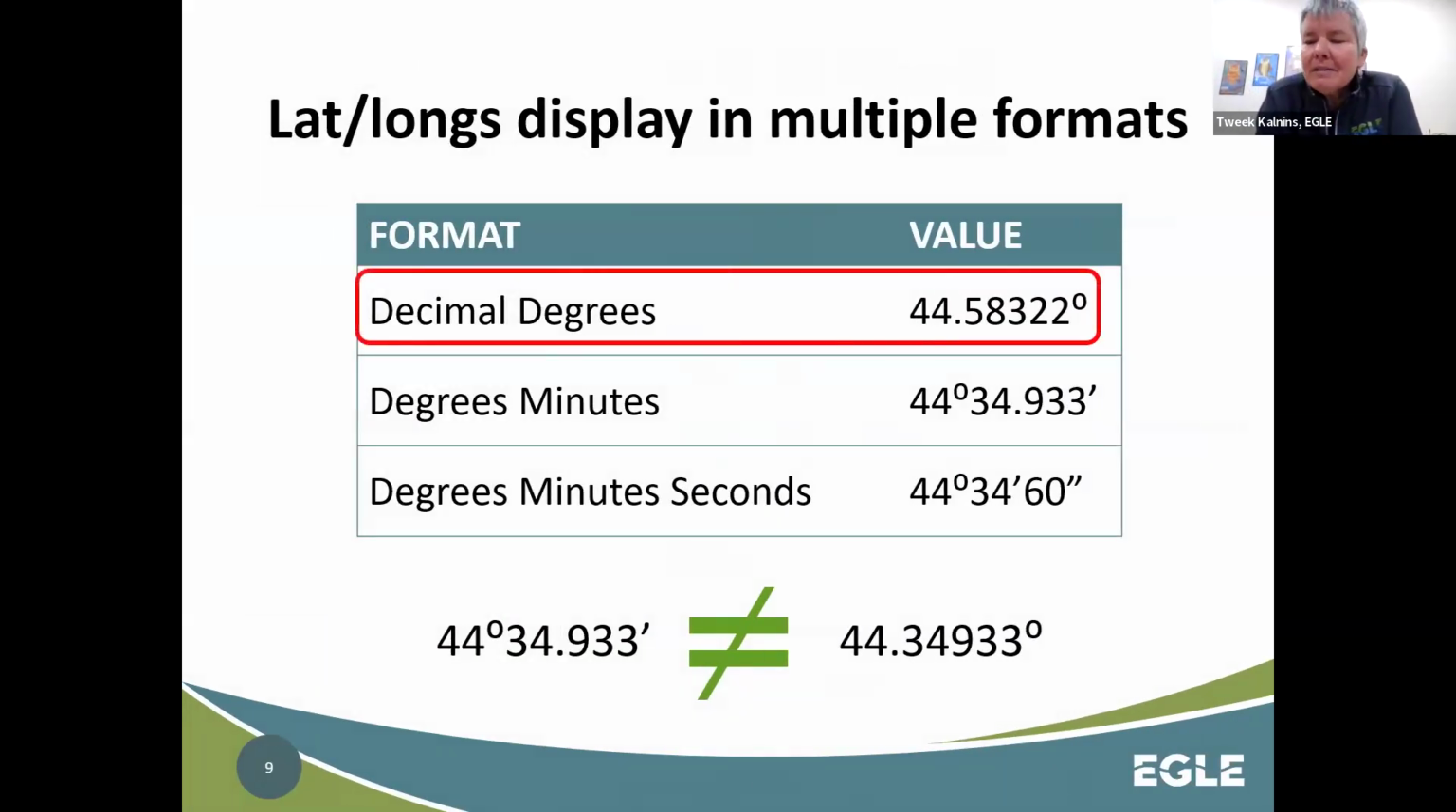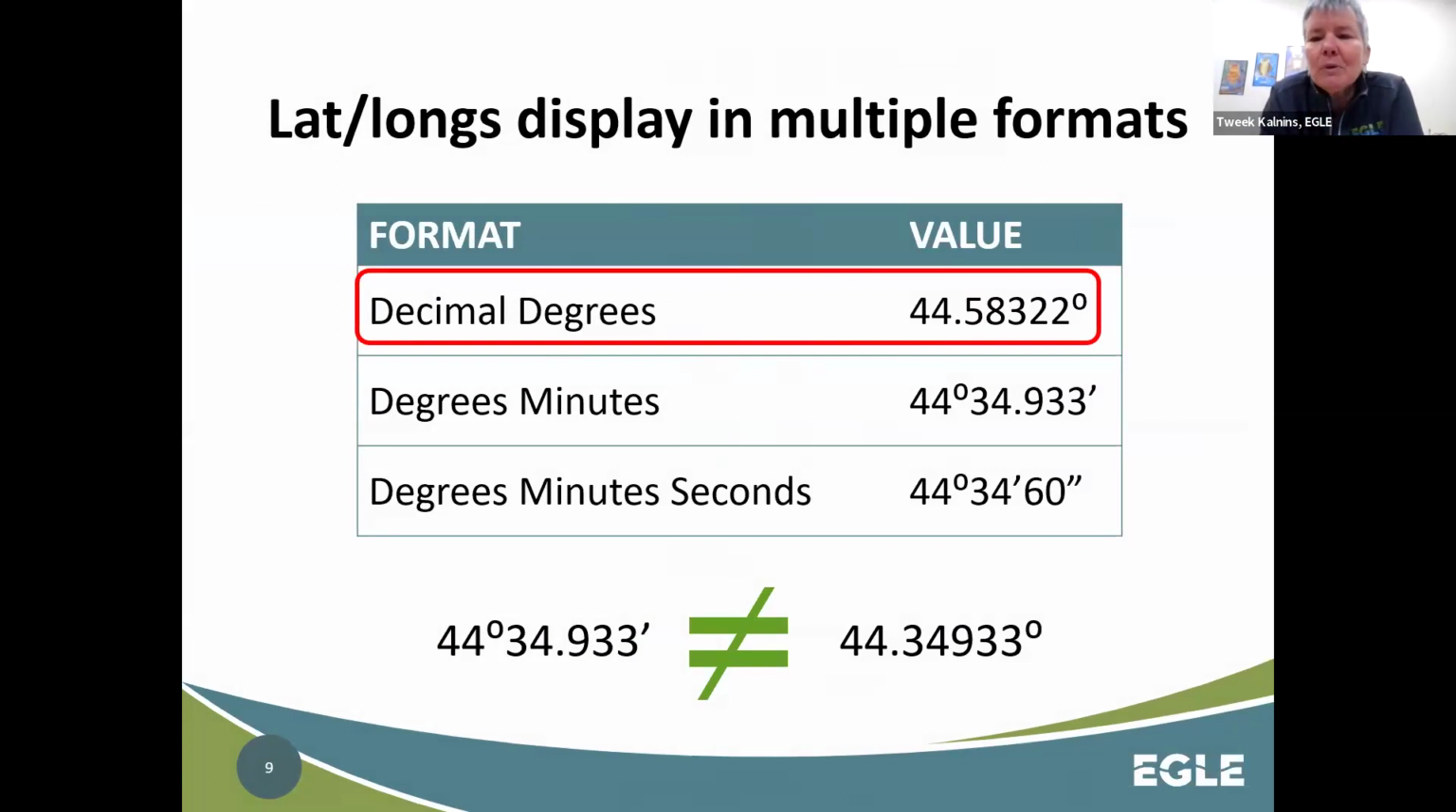One of the tough things that we ran into initially when we were requiring lat longs is to try to get the latitude and longitude on the well records in the correct format. This was a big struggle initially. It needed to be in decimal degrees.